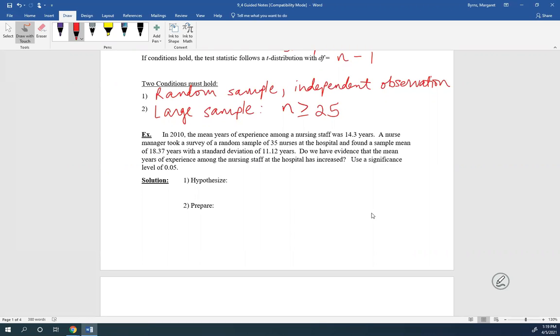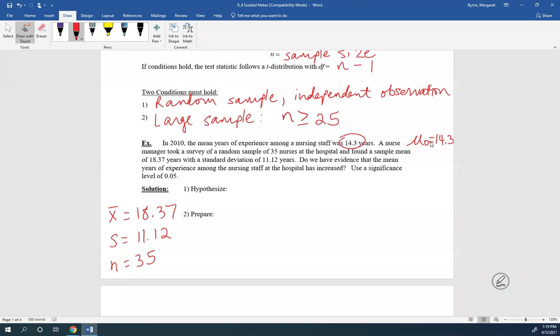I'm going to jot a few things down here. I think that's a good idea. Anytime you read a question, start writing some things down. So the 18.37, that's going to be your x bar. That goes with your sample. And then the 11.12, that's going to be your standard deviation. That goes with your sample. We know that there are 35 nurses in our sample, so that means n is going to be 35. And then what is this 14.3? That's what we're going to use for a hypothesis. That's what we're going to compare everything to, is that 14.3 number. So that's your mu naught, 14.3.